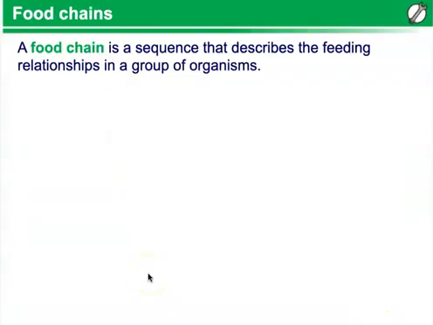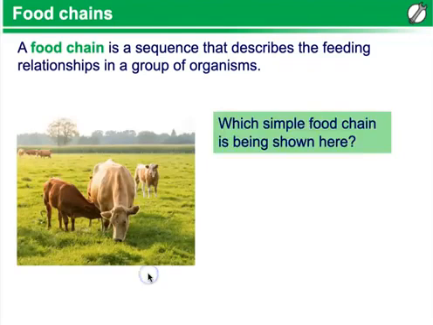Food chains. A food chain is a sequence that describes the feeding relationships in a group of organisms. So a simple food chain being shown in this image is the grass into the cow. And you might even choose to include the solar energy coming in, and the grass is using that solar energy to go through photosynthesis. So you might even supply energy at the beginning of this food chain.